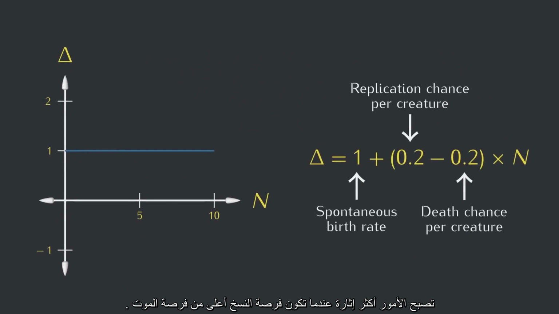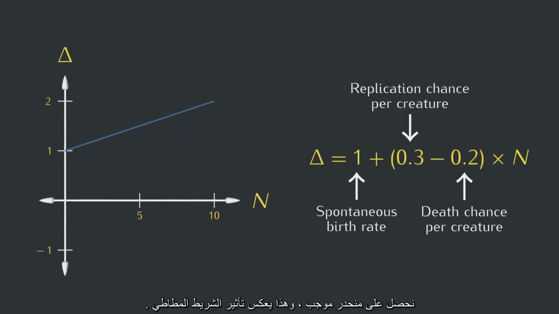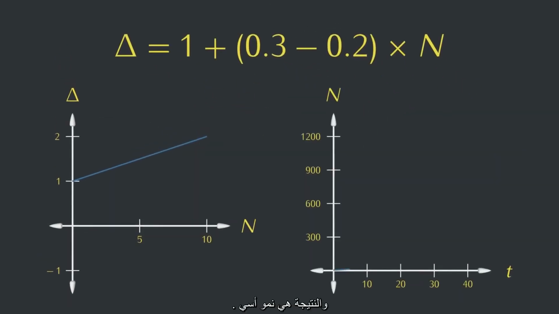Things get even more interesting when the replication chance is higher than the death chance. We get a positive slope, and this reverses that rubber band effect. When the number of creatures goes up, the expected change also goes up, causing the number to go up even more in the next time step. The two feed off of each other, going up and up and up. The result is exponential growth.